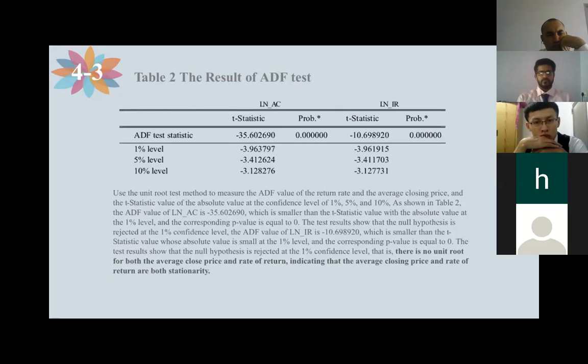And then we test for a unit root. The results are shown in table 2. We use the ADF test for the unit root. From the results, we know there is no unit root for both the average closing price and the rate of return. So that means both of the data are stationary.